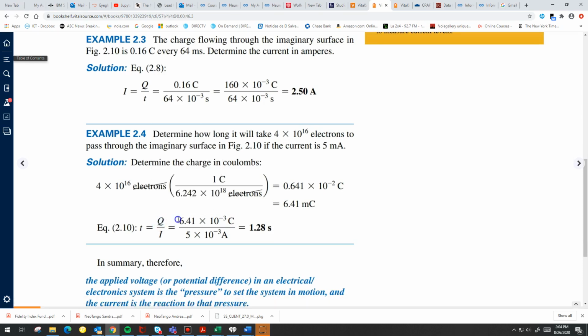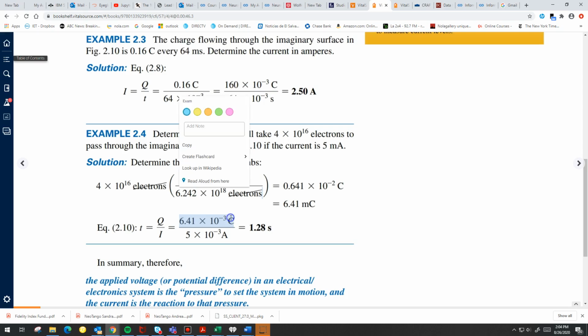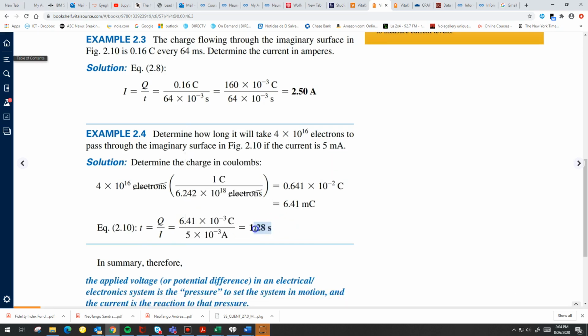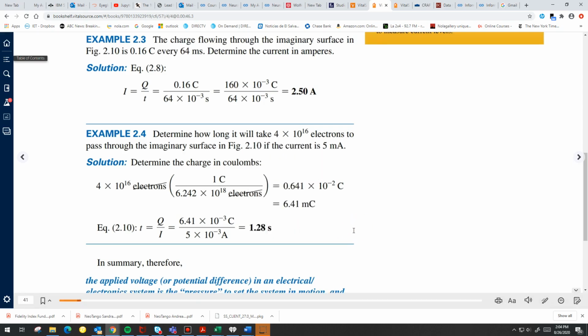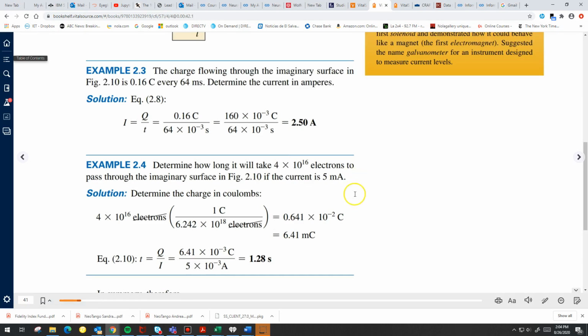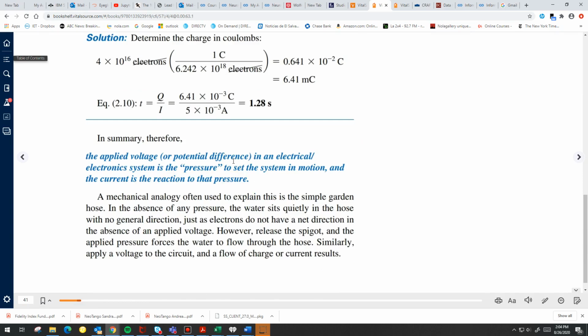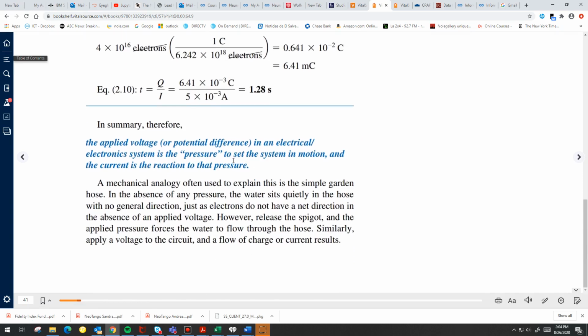Because I have 6.41 microcoulombs divided by 5 milliamps, which is the current that is given, and that automatically gives me the answer in seconds. That's 1.28 seconds. Okay, so make sure you practice that. Practice using the units, practice using these equations. And again, in a later video, we're going to be working some problems together so you have a little more practice, but it's important that you start understanding.